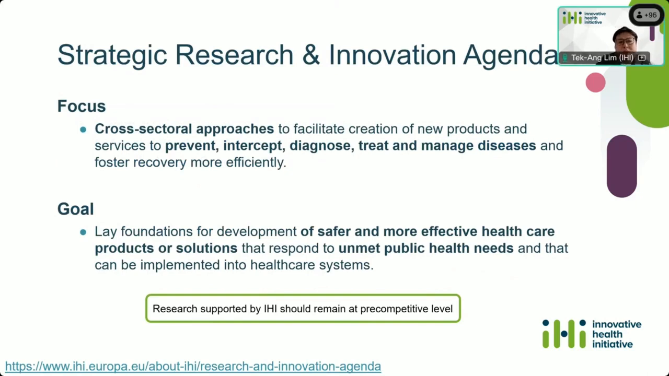The IHI strategic research and innovation agenda is to foster cross-sectoral approaches in order to facilitate the creation of new products and services to prevent, intercept, diagnose, treat, and manage diseases and foster recovery more efficiently. The goal is really to lay the foundations for the development of safer and more effective healthcare products or solutions responding to unmet public health needs that can ultimately be implemented into the healthcare systems. All research at IHI should remain at pre-competitive level.